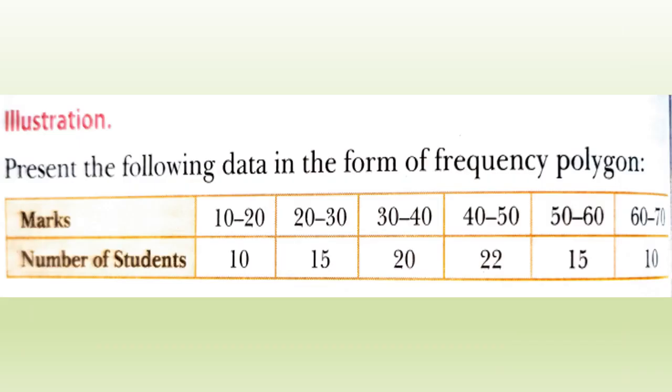Now we have studied frequency polygon through a histogram. Now we shall make a frequency polygon without a histogram. This is the illustration. Present the following data in the form of a frequency polygon. Marks are 10 to 20, 20 to 30, 30 to 40, 40 to 50, 50 to 60 and 60 to 70. Now what we will do, first of all, we will take the mid values of these class intervals.